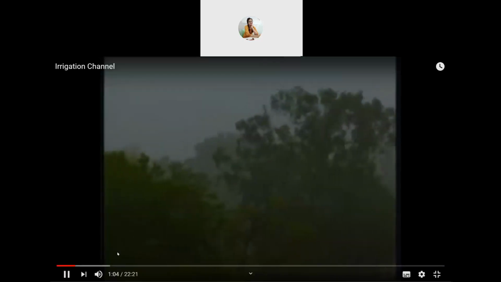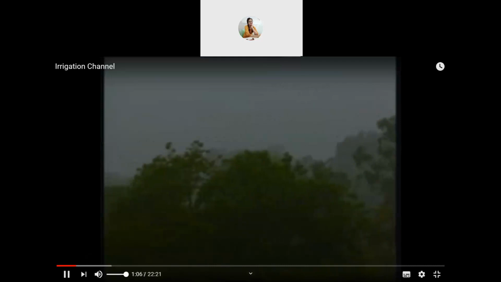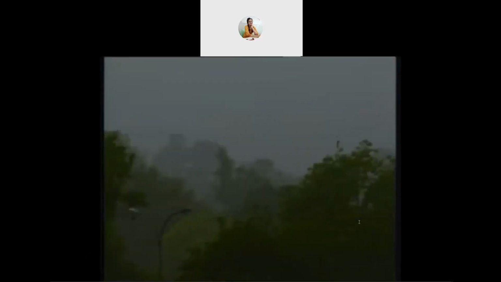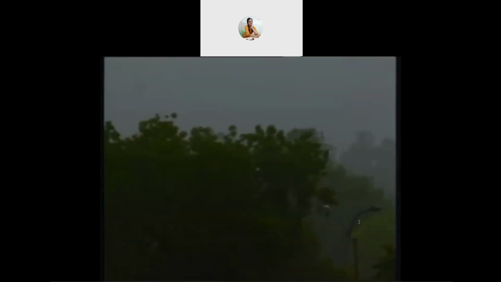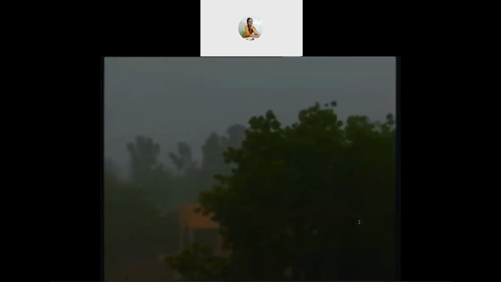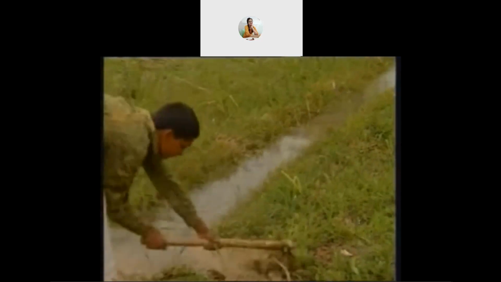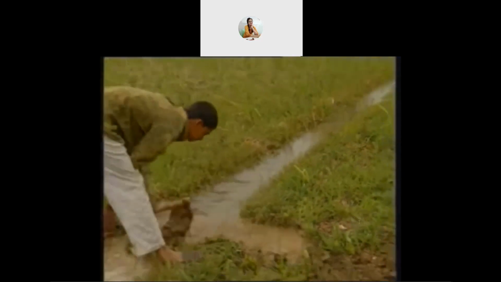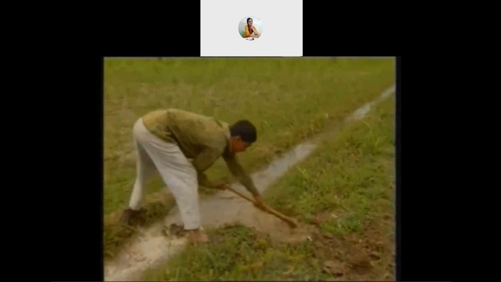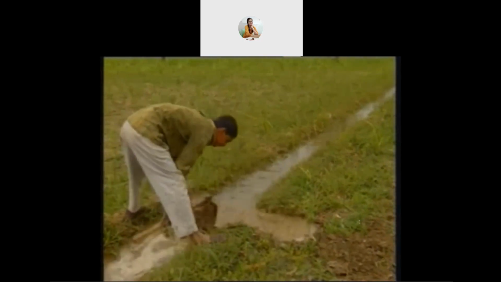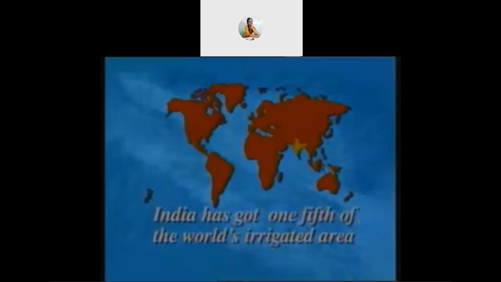The amount of rainfall is not adequate to meet the water requirements of crops. To supplement this deficiency, irrigation is practiced. India has got 1/5 of the world's irrigated area, which contributes to make it potentially one of the richest agricultural countries in the world.